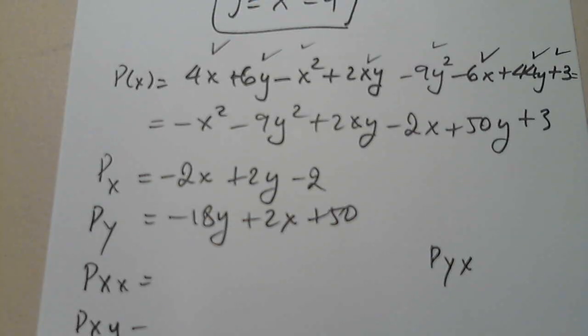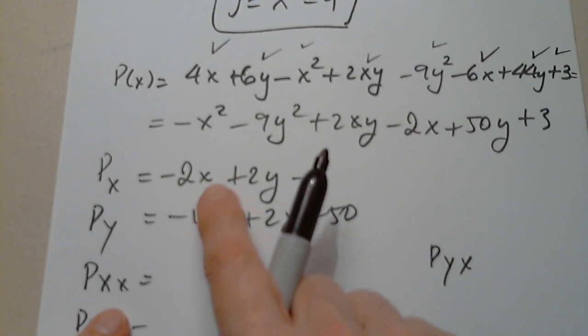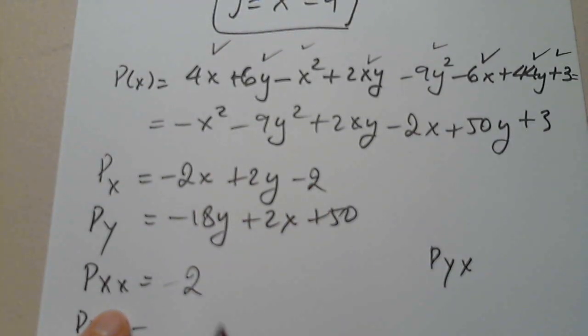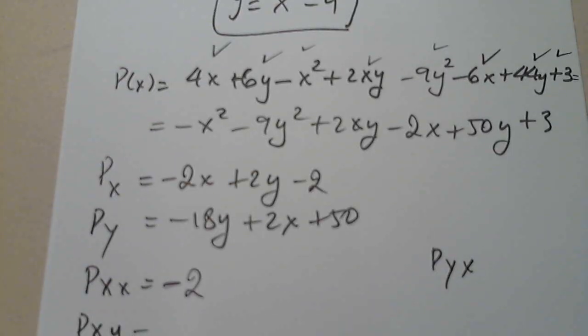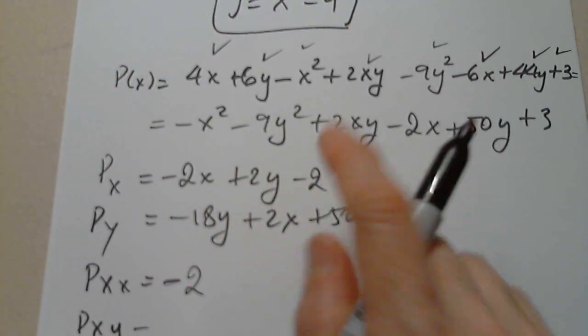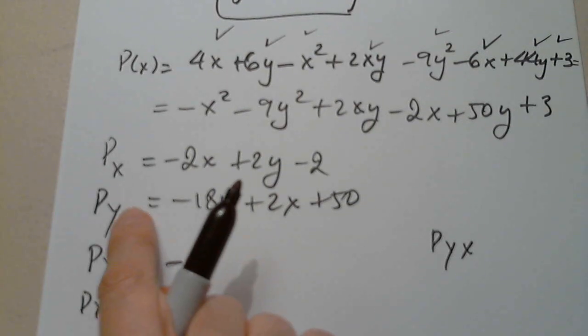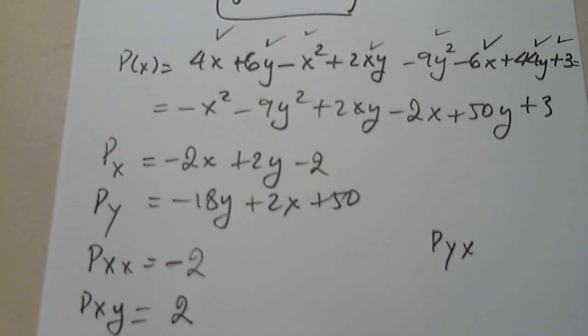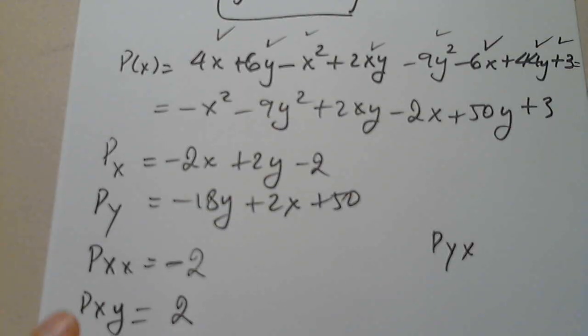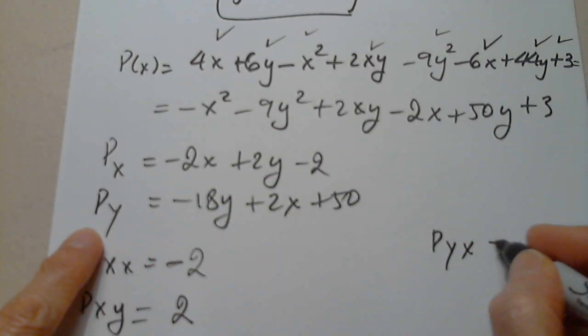Okay, thank you. Okay, Pxx, negative 2. Px with respect to y, 2. Pyy, negative 18. Pyx has to be the same.